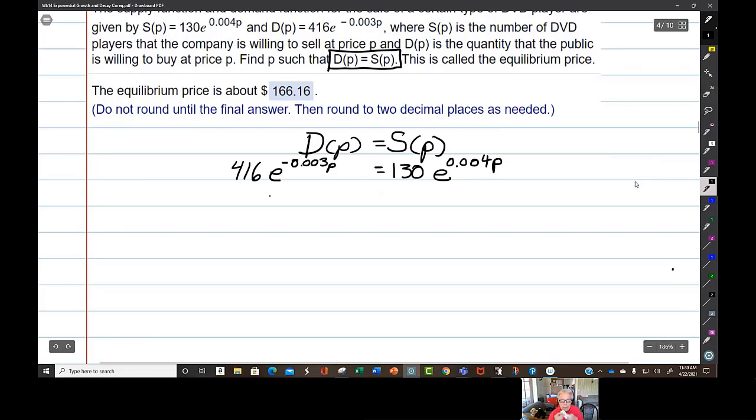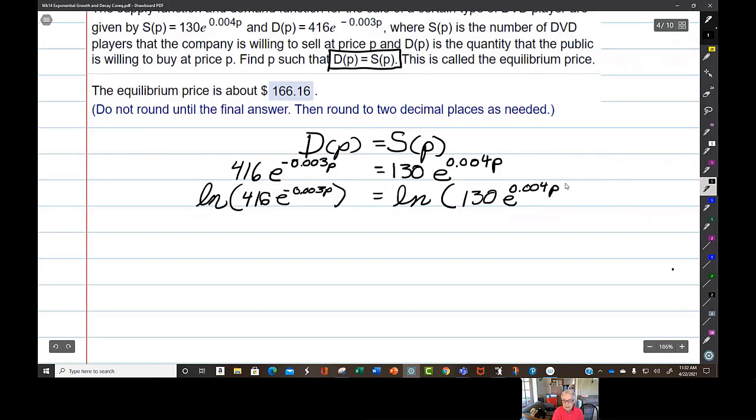Well, all right. What now? Well, I am going to take, since these are multiplied together and they're both e functions, rather than choose one to divide the first number out, I am just going to say the ln of 416 e to the negative 0.003 P equals the ln of 130 e to the 0.004 P. That's what I'm going to do first.